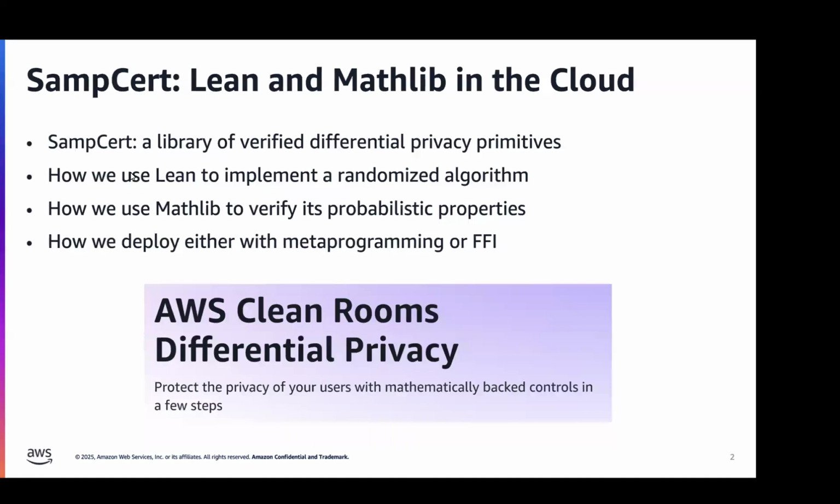So what I'd like to explain is first how we implement a randomized algorithm in Lean. Then I'd like to explain why MATLAB was really critical to the verification of the properties of the algorithm. And finally, I'll say a few words about how we deploy, and how we have two choices, either metaprogramming or FFI, to deploy into the service.